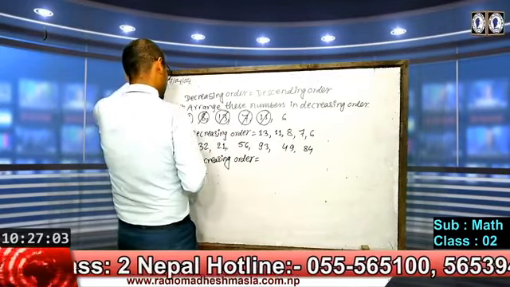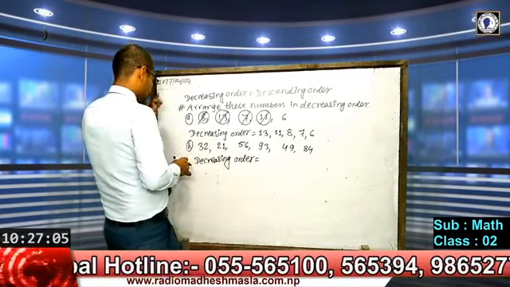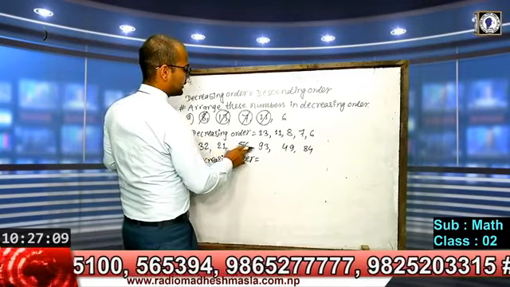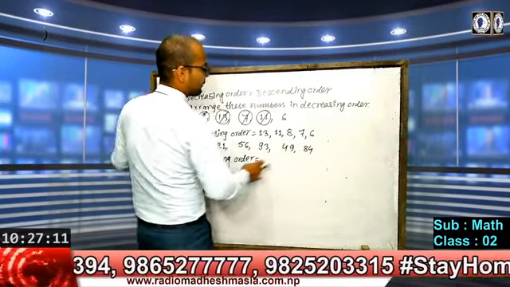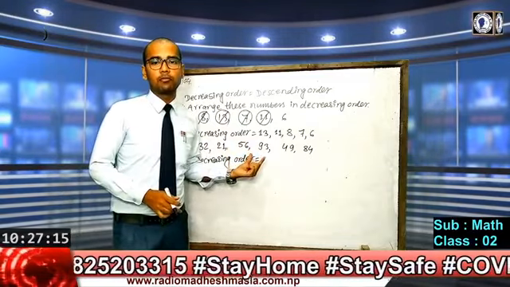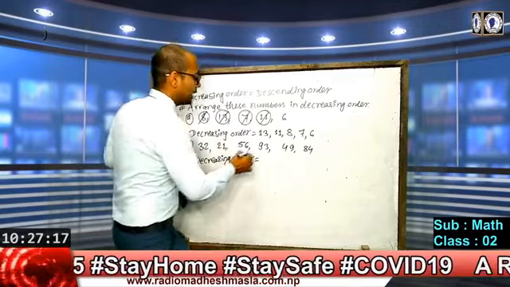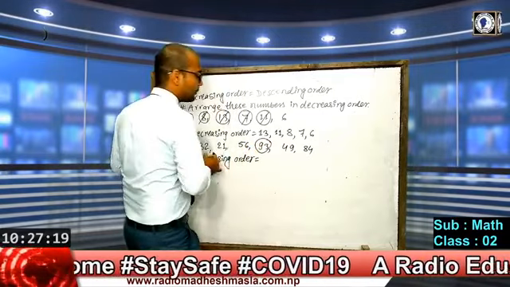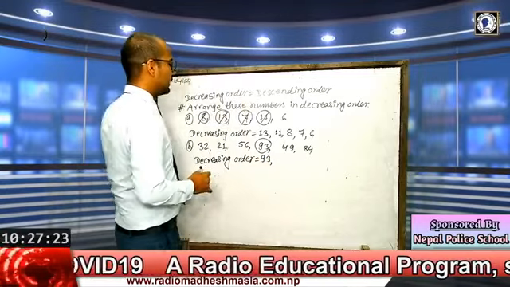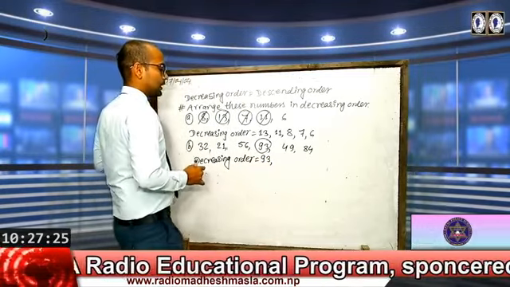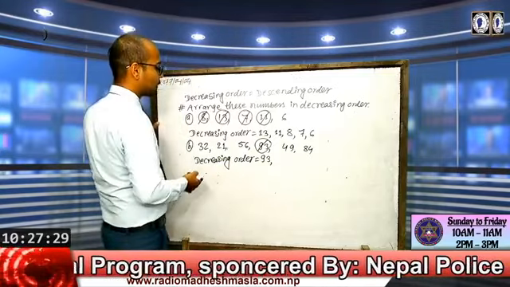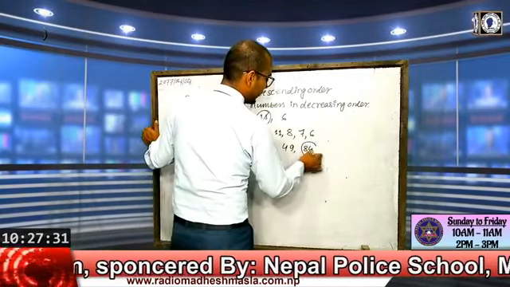We have given here 32, then 21, 56, 93, 49, 84. So can you tell me which one is the greatest number among these all? Yes, 93 is the greatest number among these all. So we can write 93 first. Then we can select the second greatest number. After 93 we can write 84.